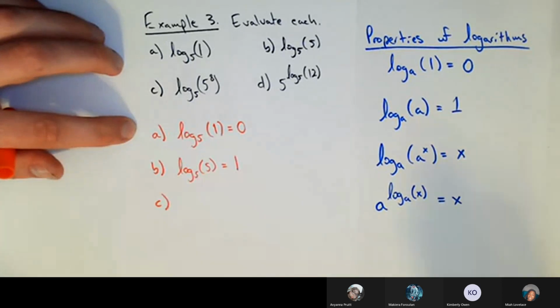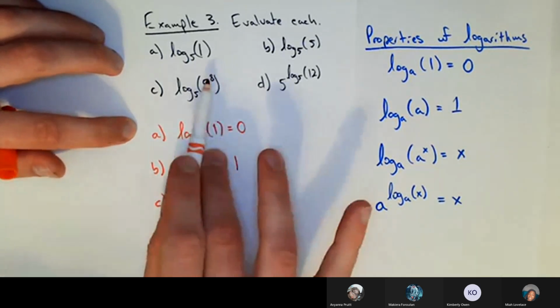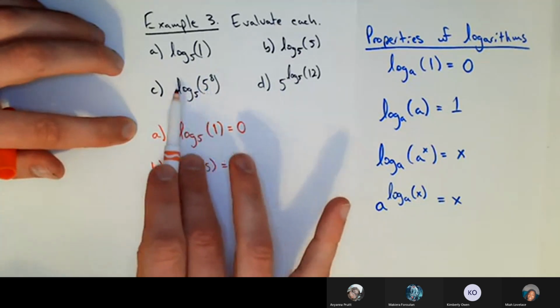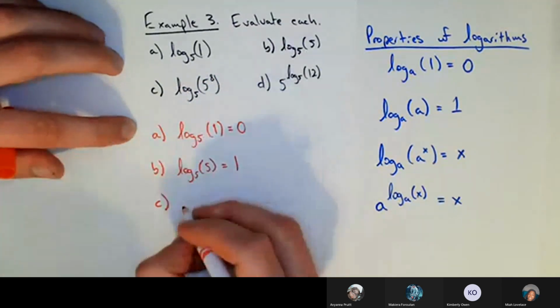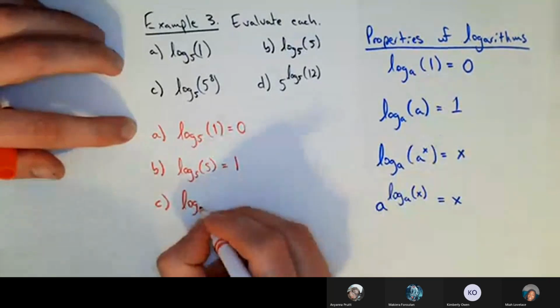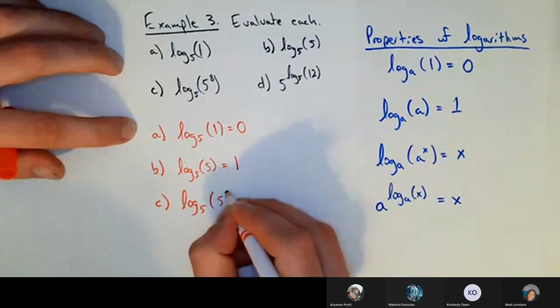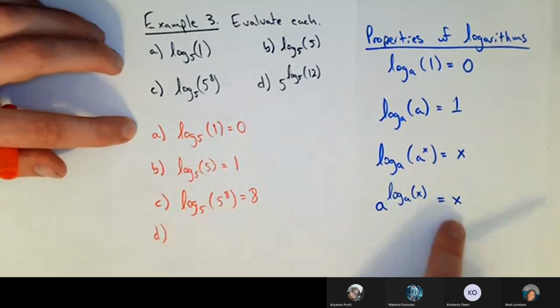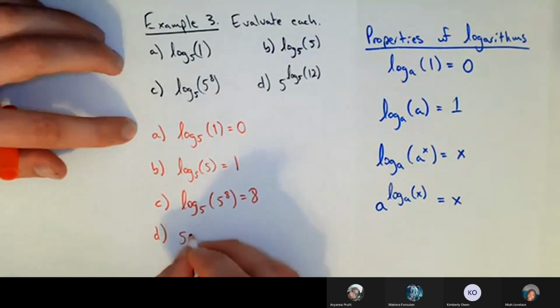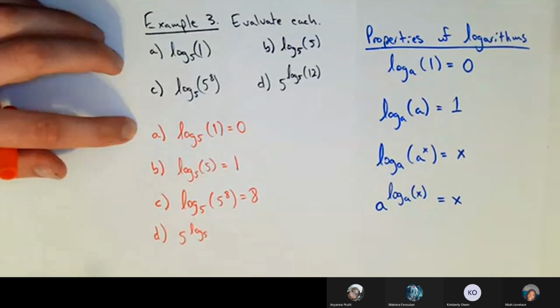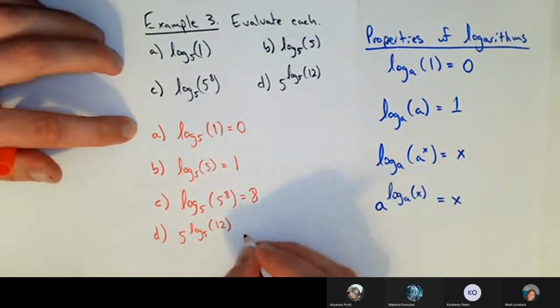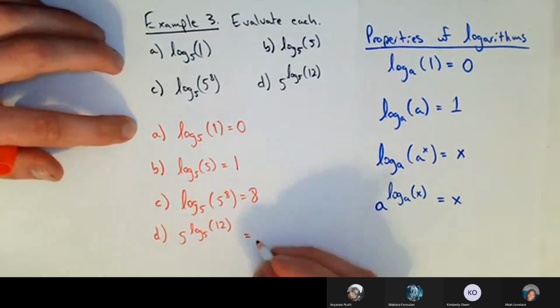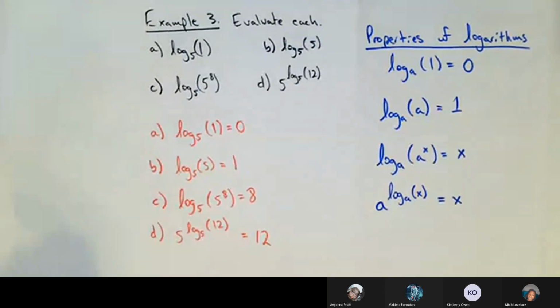C, a similar rule, except the output's not 1 now, because the base and the input are still matching, except that the input is raised to an exponent. So we have that third property happening here. The answer is 8. Okay, and then part D, this last property: 5 raised to log of the same base. The base of the exponential is 5, the base of the log is 5. We have some input of 12. They're going to cancel each other out and just pop that input from that log.